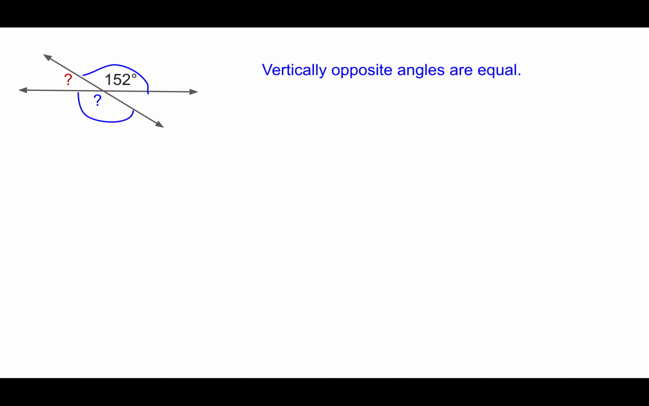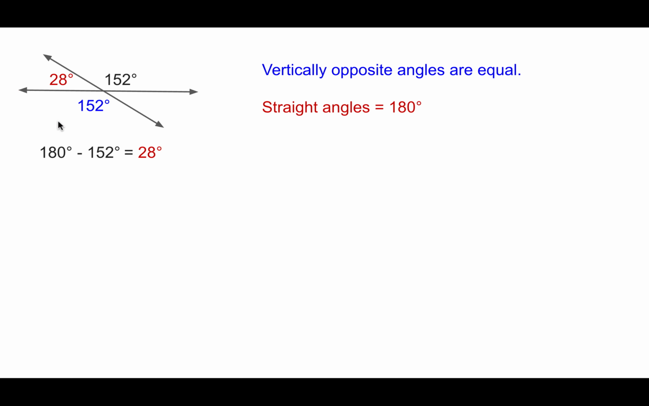Vertically opposite angles are equal. So since this is 152 degrees, the vertically opposite angle from that is my blue question mark, so it's also 152 degrees. I also know that straight angles equal 180 degrees. So the sum of these two angles equal 180. So 180 degrees minus 152 degrees is 28 degrees. So my missing angle is 28 degrees. There's also a straight angle here with the blue measurement, and that will also give you 180 degrees.